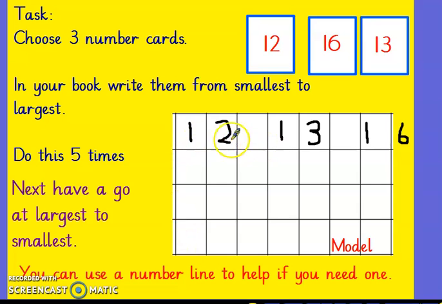You're going to do 5 where they're going from smallest to largest and you put them back and pick 3 more, and 5 rows of 3 numbers where they're going from largest to smallest. Okay, so it's a little bit of a game. You're picking 3 cards, you're putting them in order from smallest to largest, you're writing them in your book. Once you've done that 5 times, you can choose 3 cards again, but this time we're putting them in order from largest to smallest, from greatest to least, biggest number first. Okay, that's your task for today.